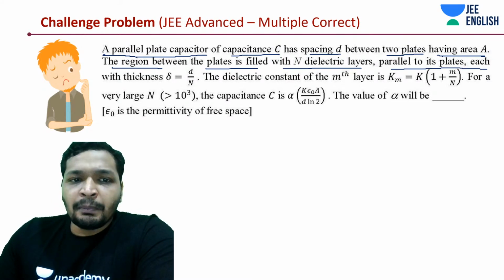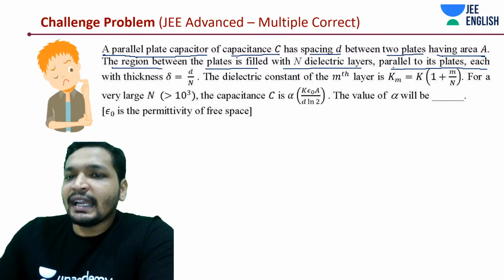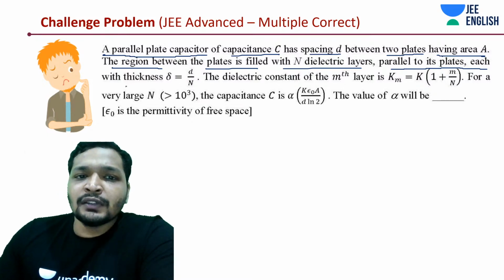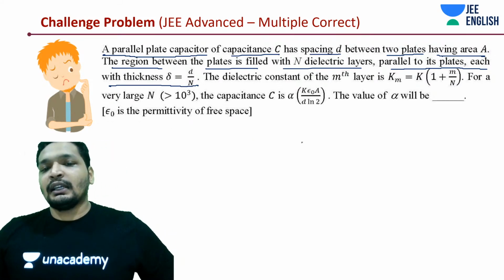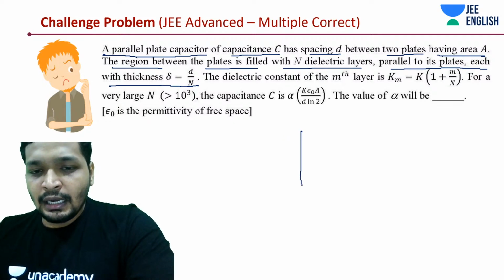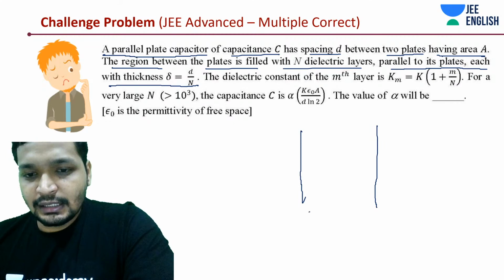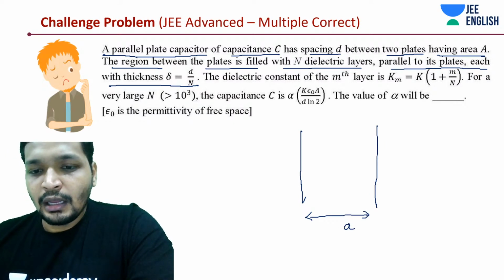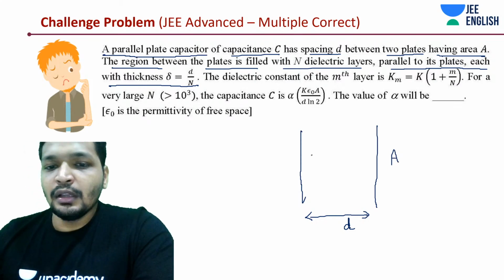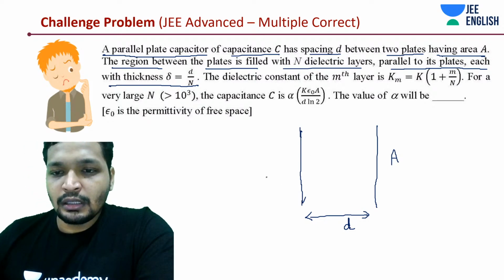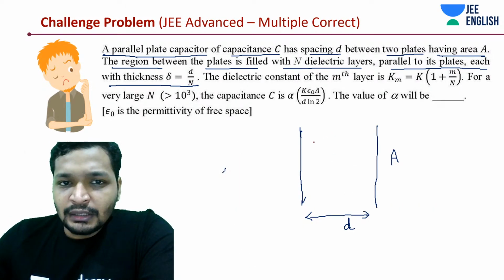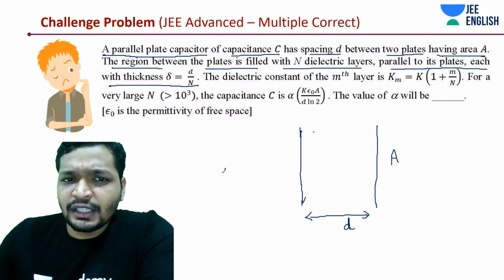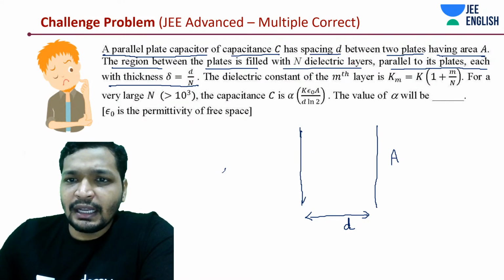The region between the plates is filled with n dielectric layers, each with thickness d by n. It is as if there is a capacitor, so let's draw a diagram. This capacitor has a distance d between the plates and an area A. There are n layers of d by n, each a different dielectric. That's why they say n dielectric layers.